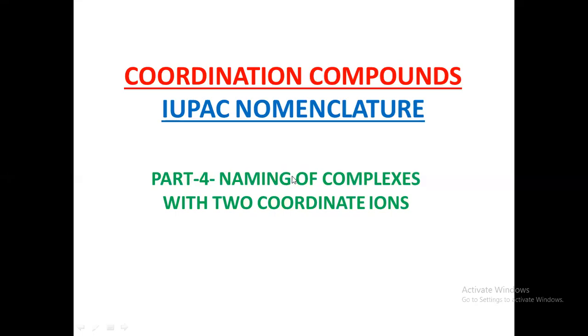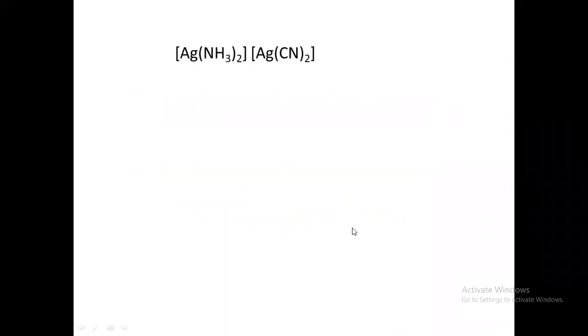In previous videos, we have discussed how to name positive complex, negative complex, and neutral complex, right? So in this video, we are going to discuss how to name complexes having two coordinate ions. Two coordinate ions means both the positive and negative parts will be complexes. Okay, look at these examples.